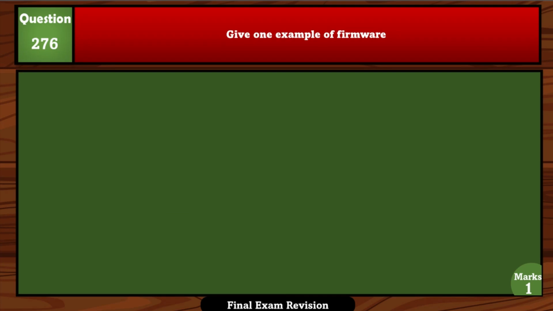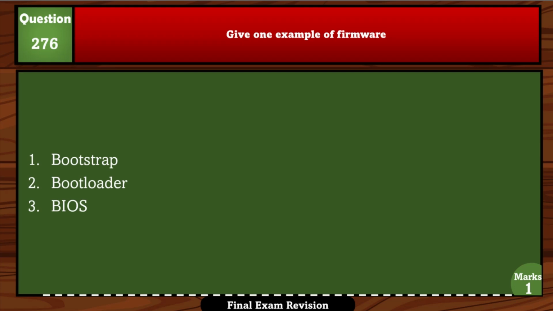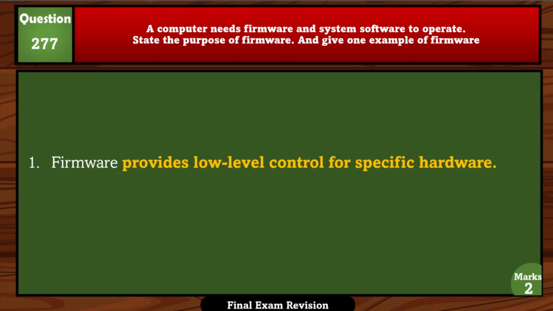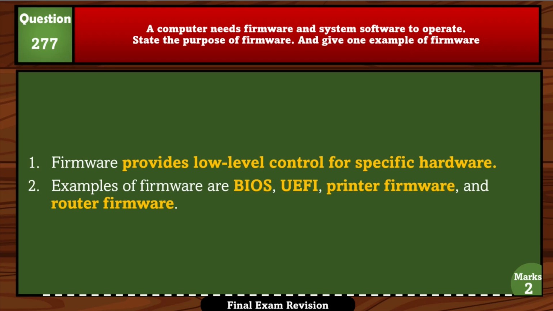Question 276. Give one example of firmware. So bootstrap program, bootloader, or BIOS. These are examples of firmware. Question 277. A computer needs firmware and system software to operate. State the purpose of firmware and give one example of firmware. Firmware provides low-level control for specific hardware. Examples of firmware are BIOS, UEFI, printer firmware, and router firmware.